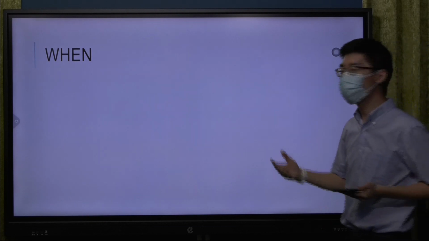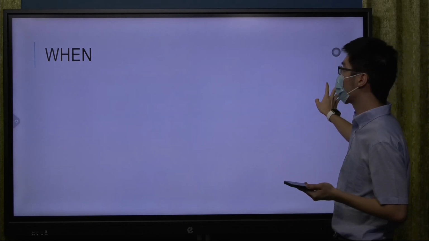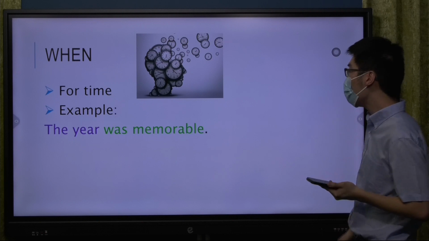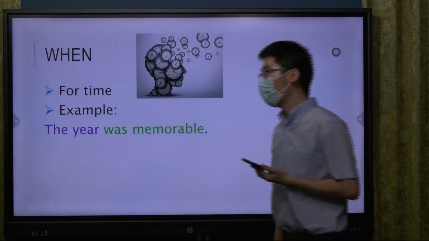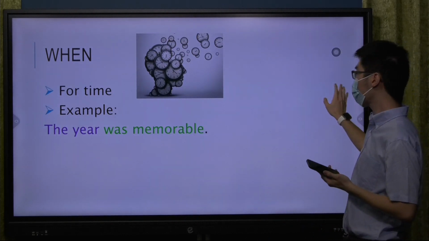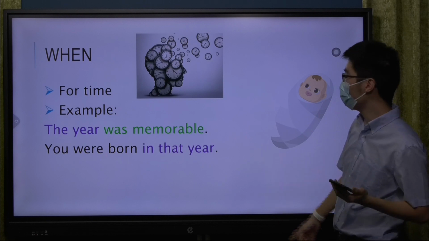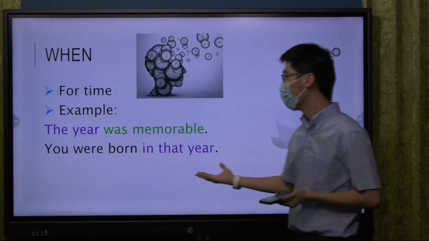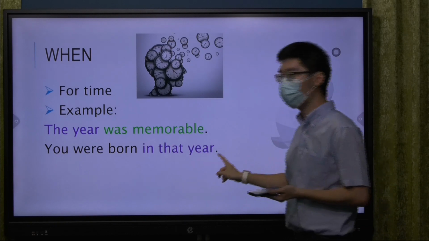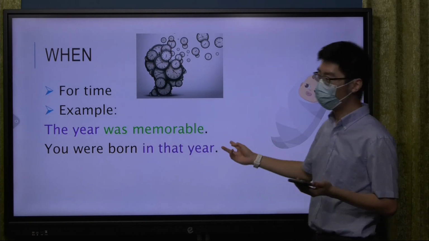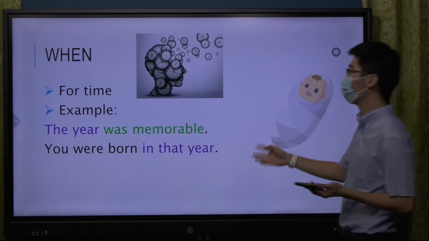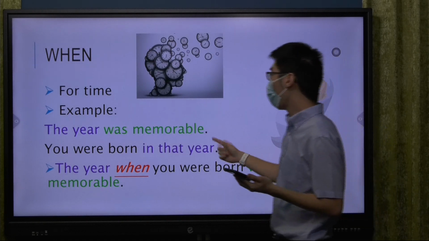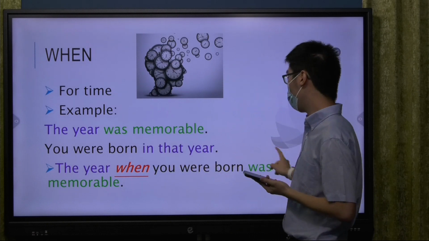So besides places, we can use when to describe or talk about the time. 時間. So for example, the year was memorable. Memorable means 好有紀念性嘅，好有意義嘅。And then you can see the next sentence is: you were born in that year. 你喺嗰個年份出世。So how do you know which year I'm talking about? No, okay, maybe 2000 or maybe 1995, okay? So you don't know. So we can combine this into one: the year when you were born was memorable.